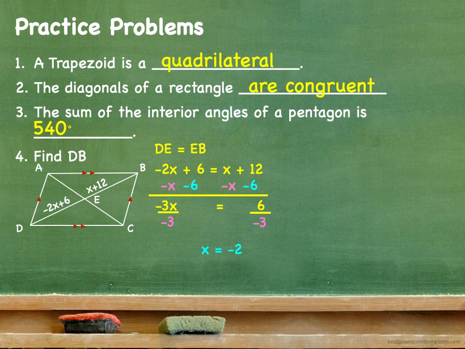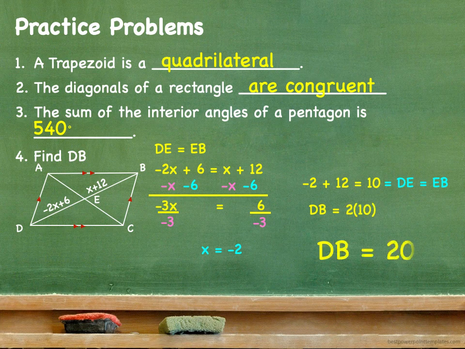Okay, well, you think, we can't have a negative length. Well, plug it back in and let's see what we get. As long as our length isn't negative, we're probably okay. So negative 2 plus 12 is 10. And a negative 2 times a negative 2 is a positive 4. Positive 4 plus 6 is also 10. So we are right. But we want the distance from D to B, so we have to double that. So we should have 20 units.